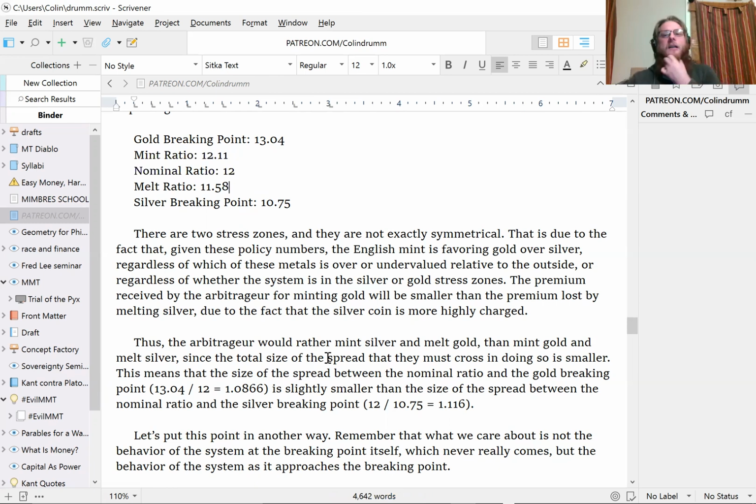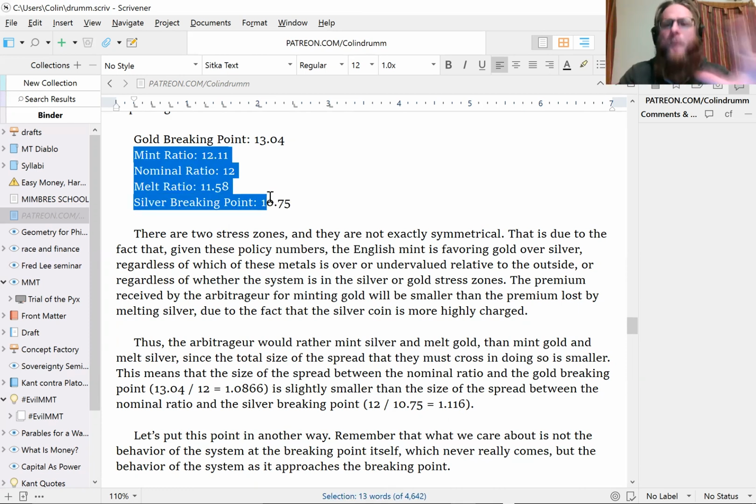So the point here is that when the system is in the silver breaking point, there's a bigger incentive to mint new gold coins than there is in the converse case when you're in the gold breaking point, and the incentive to mint new silver coins is smaller because the mint is still favoring gold. I hope that makes sense.